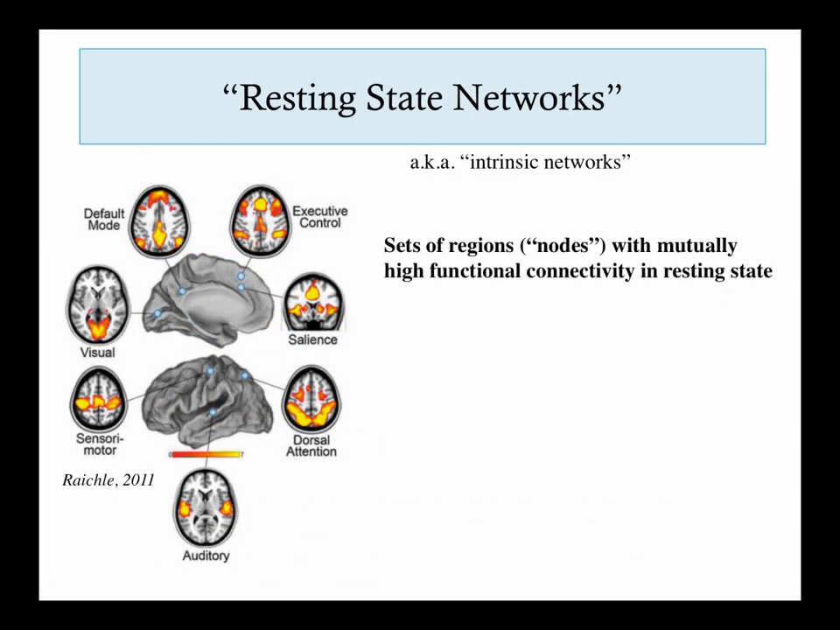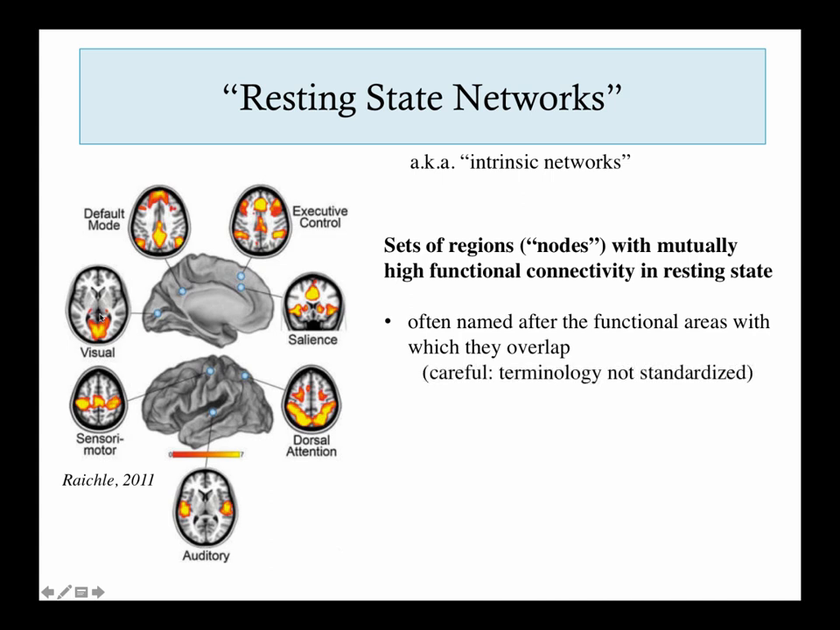So a couple of notes on the terminology. These patterns are referred to as resting state networks, or sometimes also intrinsic networks, and they refer to sets of regions or nodes that have mutually high connectivity in the resting state. And they're often given names based on the areas that they overlap with. So this one might be called salience network or visual network.